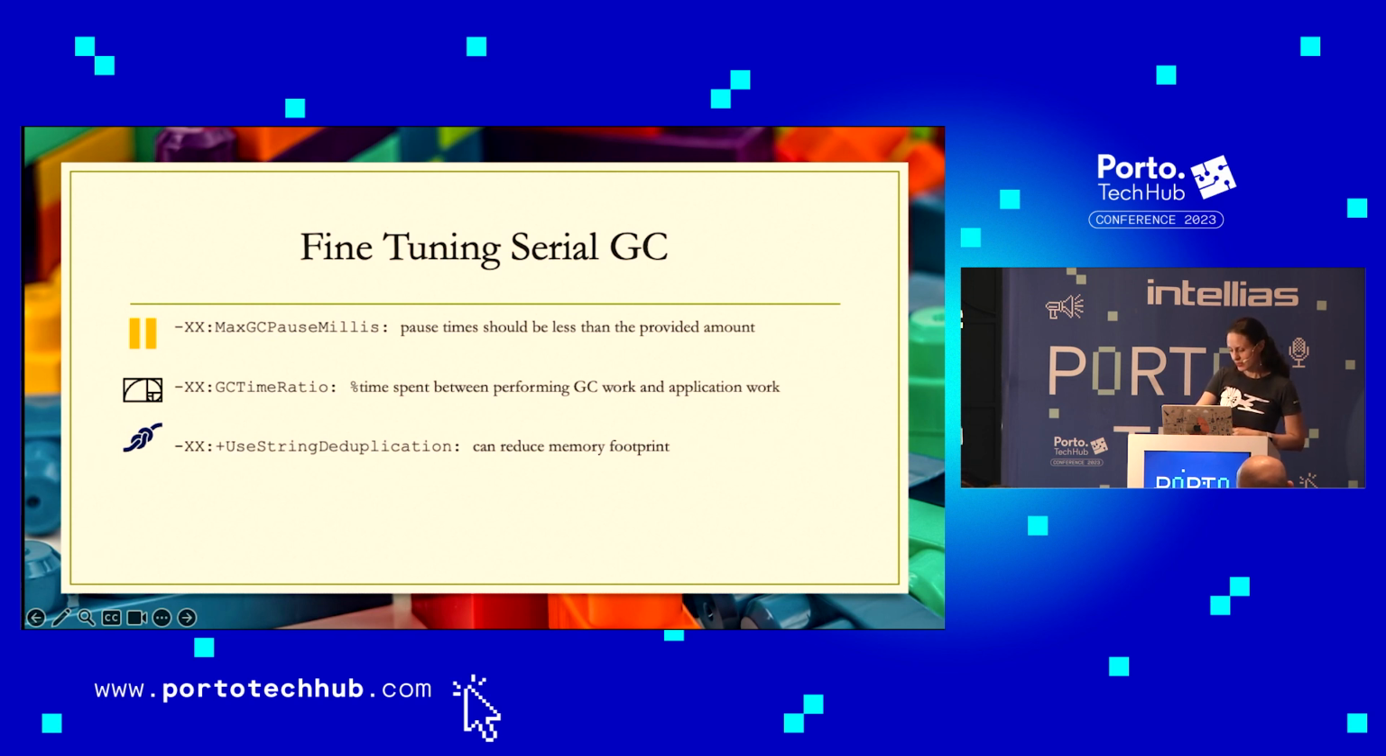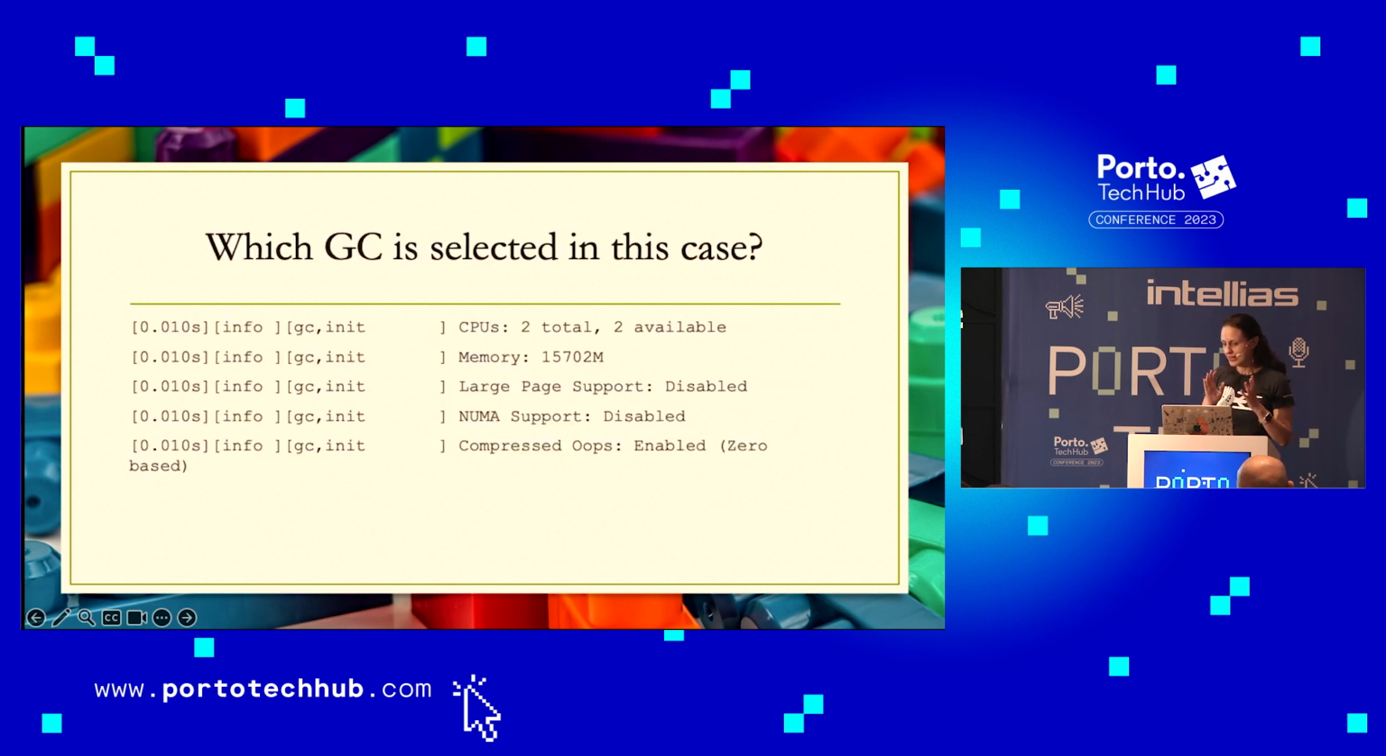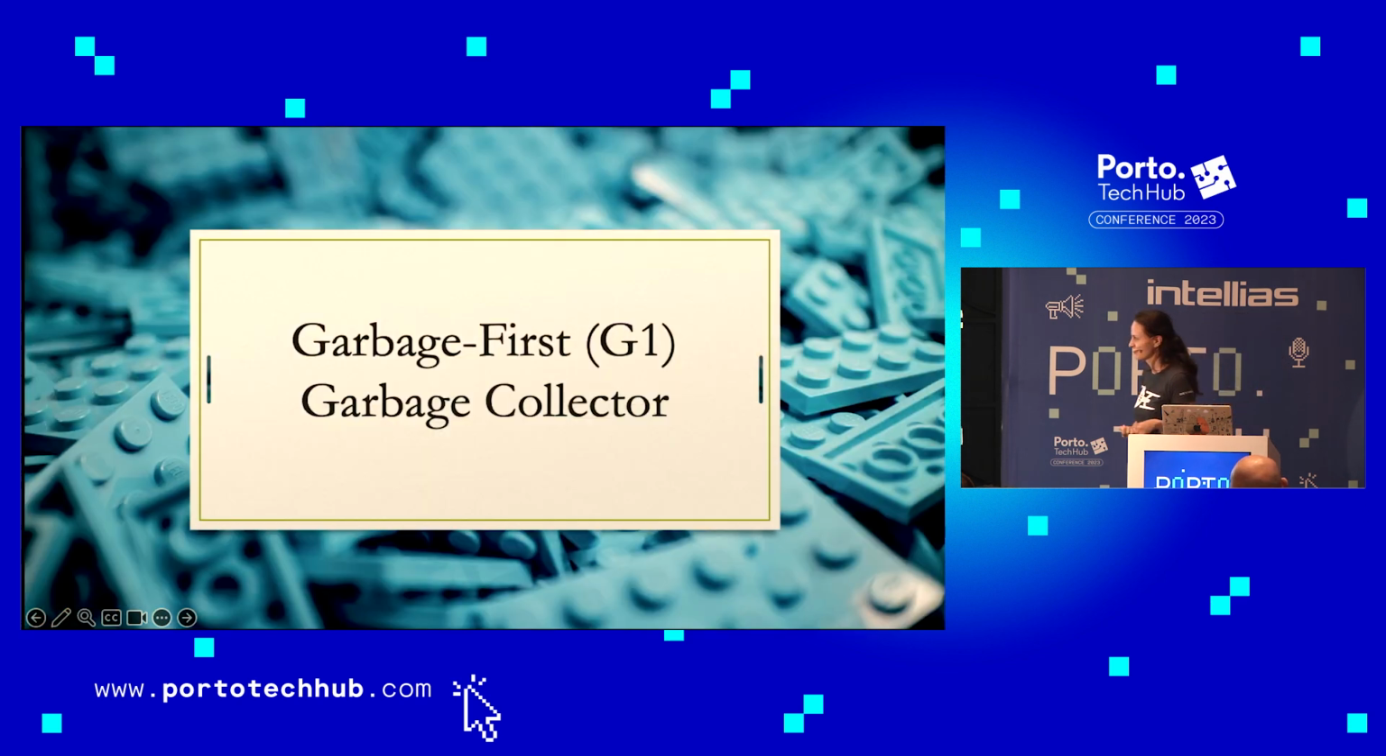Okay, so now it's time for a little quiz. This is what I got when I started with the defaults, like not selecting anything for fine-tuning the JVM. This is what I saw in my container, in the logs regarding my garbage collector, 2 CPUs, some memory that is being used. So what garbage collector do you think is selected in this case by default? Yeah, it's G1GC. Because the JVM saw that there are 2 CPUs, so it already defaulted to G1GC.